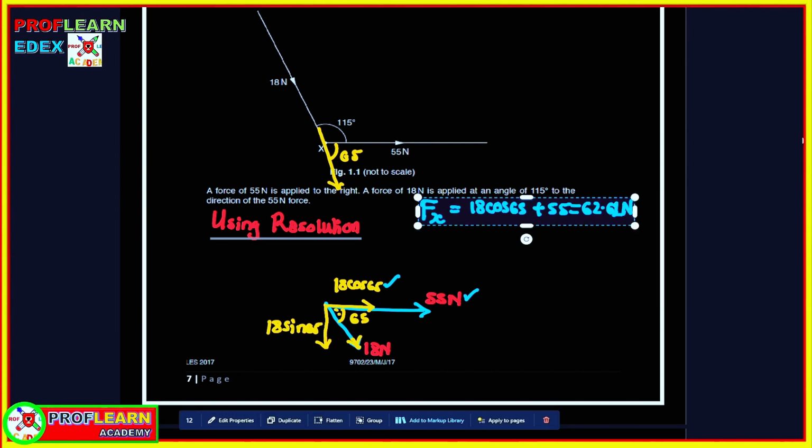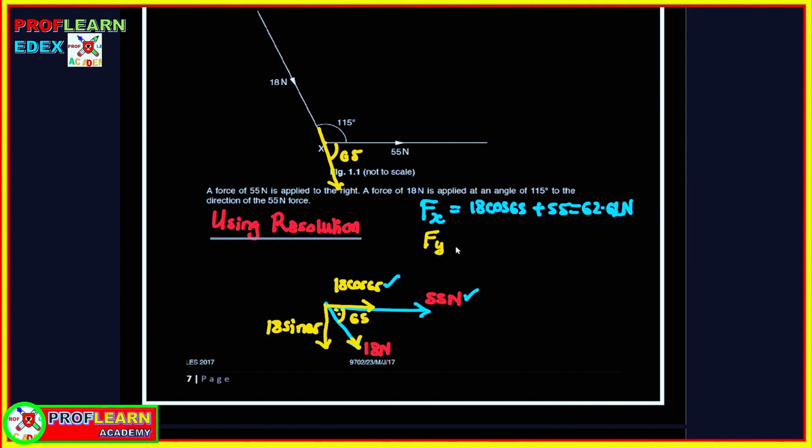Let me move this a little bit here. And then we have a force that is acting downward. It's only one force, which is 18 sine 65, which is 16.31. And now you see these two forces are perpendicular again, but we have this force acting in that direction, 62.61, and the downward force is acting with a value of 16.31.